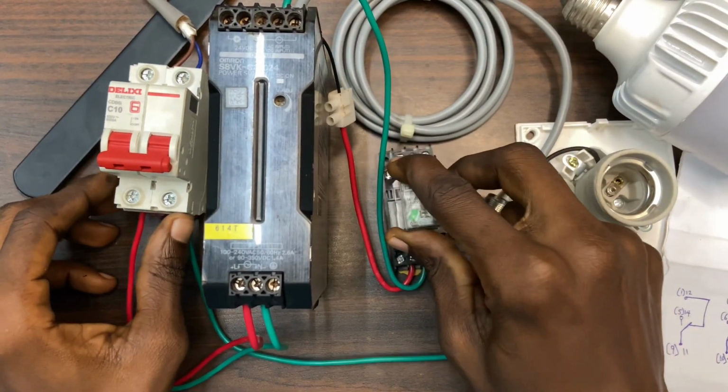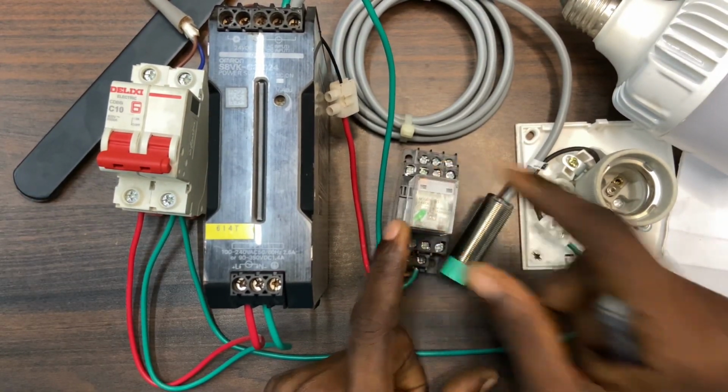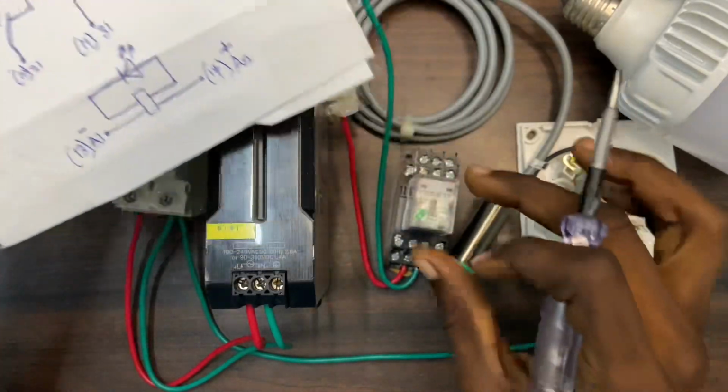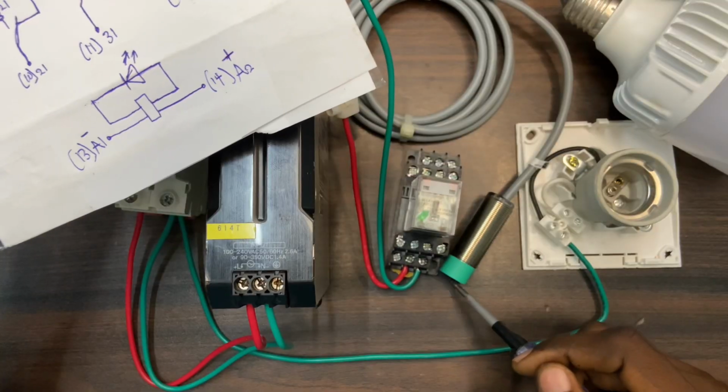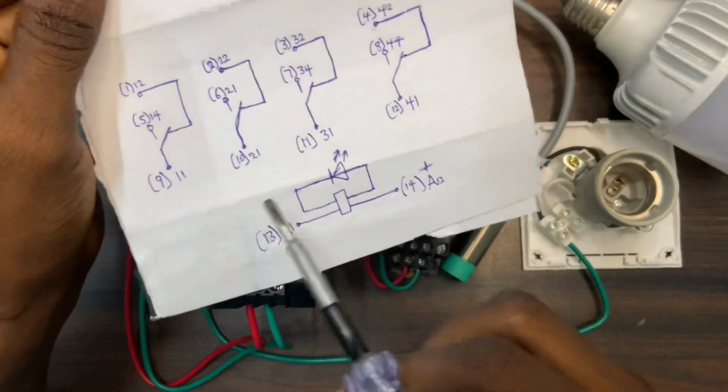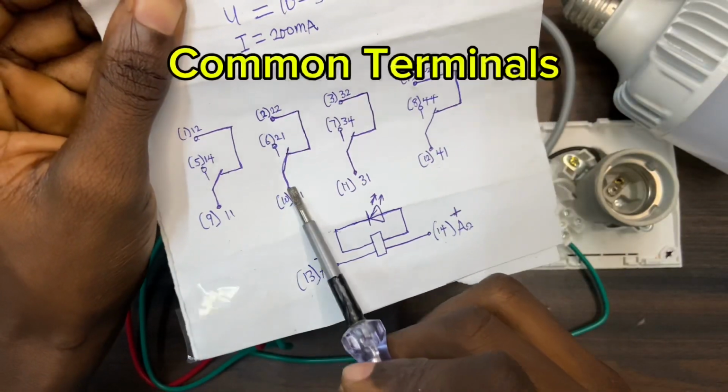Okay, this is a 24 volt DC relay. Right now I've connected positive and negative signal to the relay. That's why the sensor was able to activate and deactivate it. So what I will do is, as I said earlier, these are common cables.